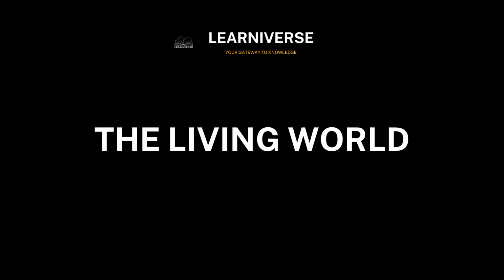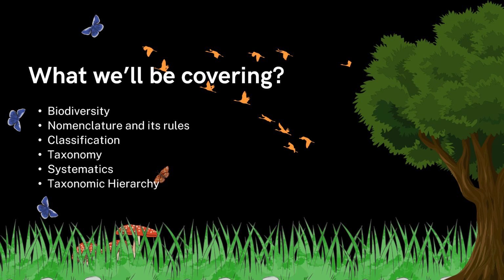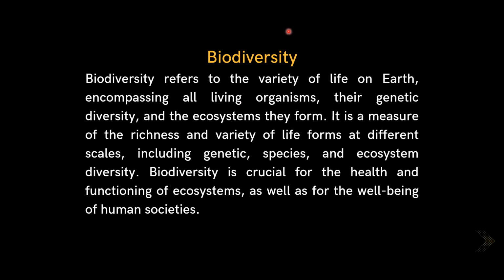So in this video, we will be discussing the first chapter of class 11 biology, that is the living world. We will be covering these topics in the upcoming video, that is biodiversity, nomenclature and its rules, classification, taxonomy, systematics and taxonomic hierarchy. So first topic is biodiversity.